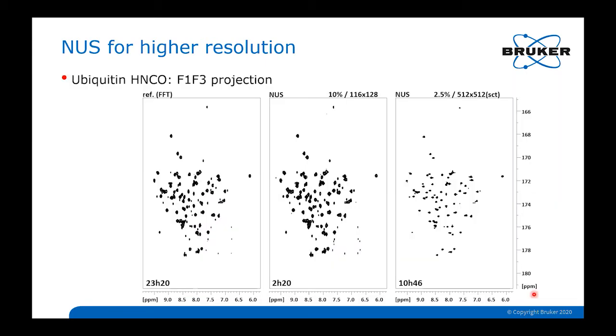And just a quick example of a spectrum showing this, where what I showed before was this middle spectrum where we did 10% sparse sampling with the same matrix size as our traditional acquisition to get the 2.5 hour HNCO experiment. Going out to much longer, 512 complex points in both indirect dimensions and 2.5% sparse sampling, we now have much higher resolution peaks, and it's still only half the acquisition time as the traditional HNCO experiment.